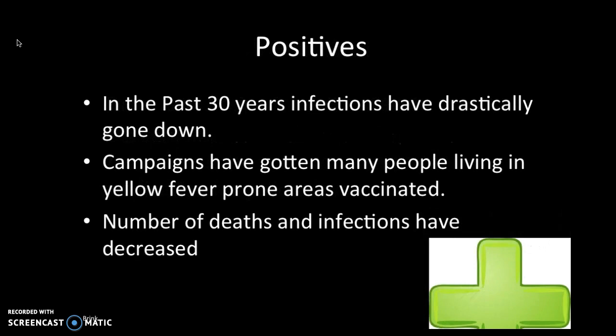In the past 30 years, the number of people infected has drastically gone down. This is due to campaigns that push the vaccination of children and adults living in areas that have the ideal climate that produces the virus.